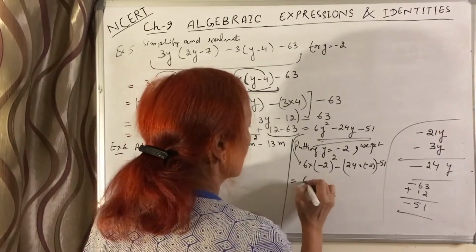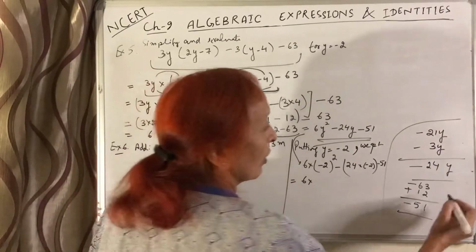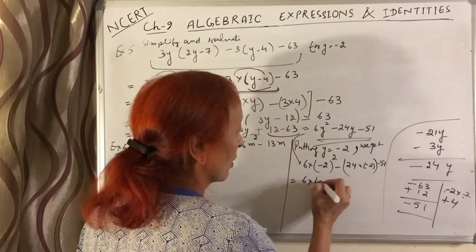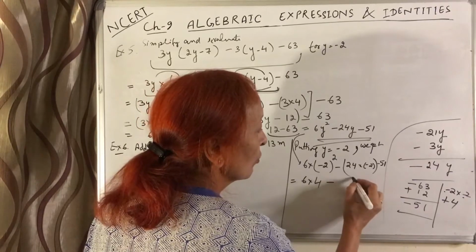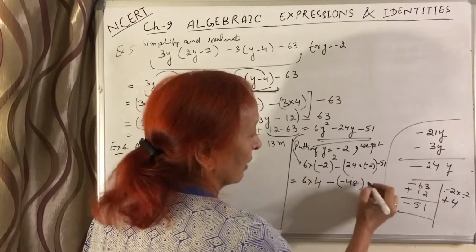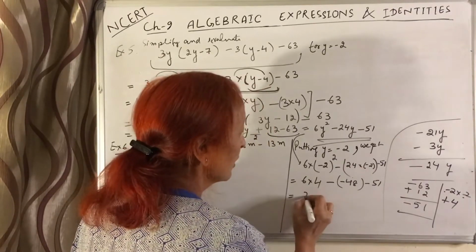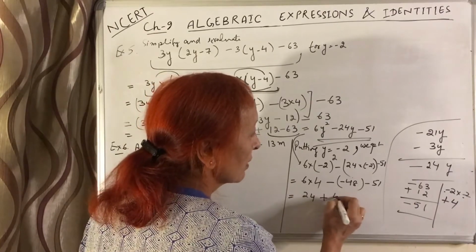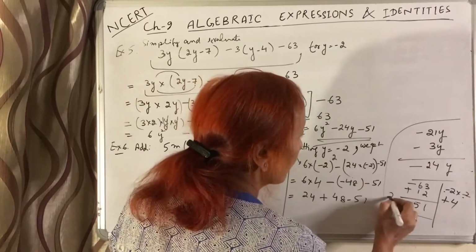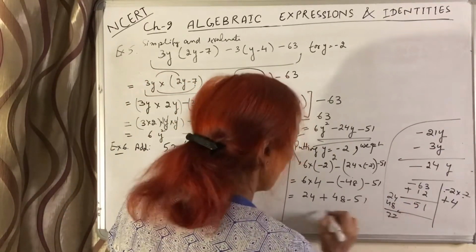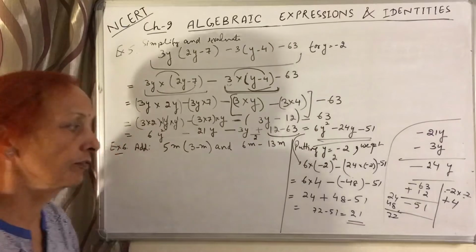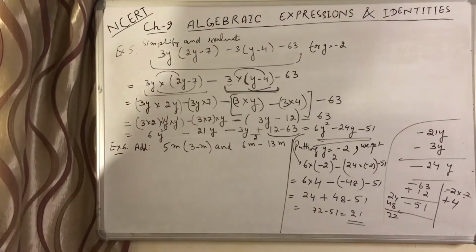This is 6 into minus 2 into minus 2. Minus 2 into minus 2 is minus into minus, plus, 2 into 2, 4. Minus 24 into 2 is 48, and this is minus. Plus into minus, minus. Minus 51. So this is 24, minus into minus plus 48 minus 51. 24 plus 48, 72 minus 51, it is 21. 21 is the answer.